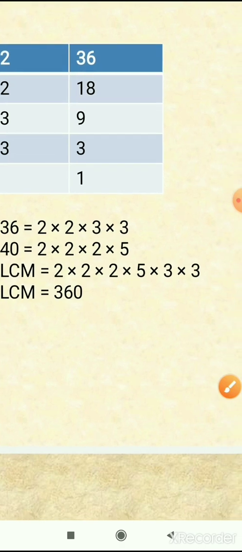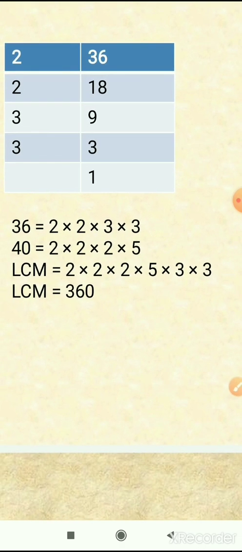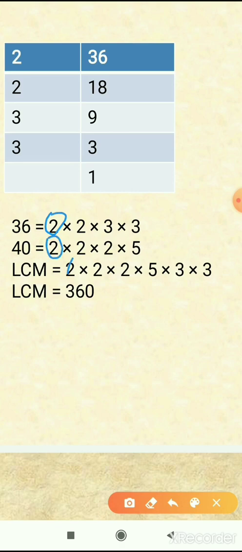Okay. Now we have to find LCM. Means we have to first find the common factors. So the common factors of 36 and 40. Look here, 2 and 2. So we write here 2. Second 2 and 2. So we write here 2. Next, 2 and 2. These are the common factors.